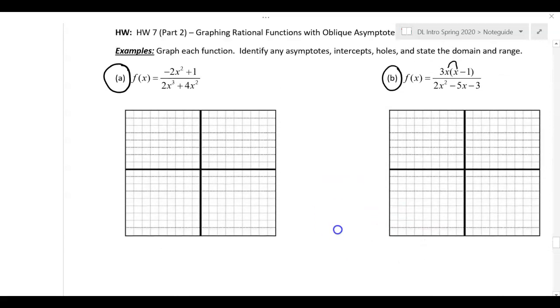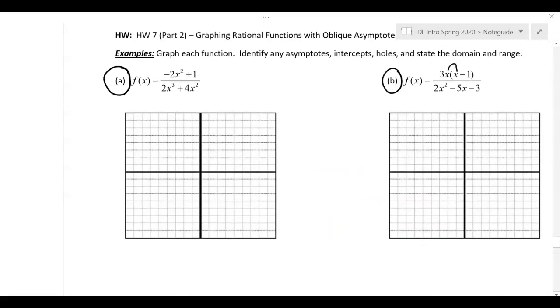Okay. So remember how we talked at the very beginning about wanting to factor, if we could, each of these equations. So in part A, the numerator doesn't factor. The denominator has a greatest common factor of 2x squared. That would leave an x plus 2. So notice nothing cancels.